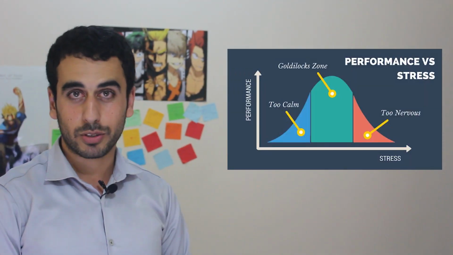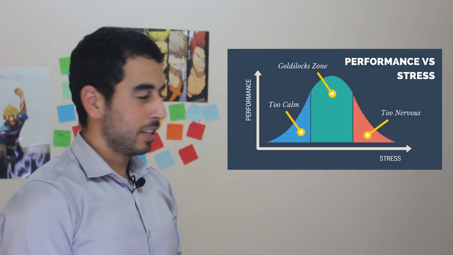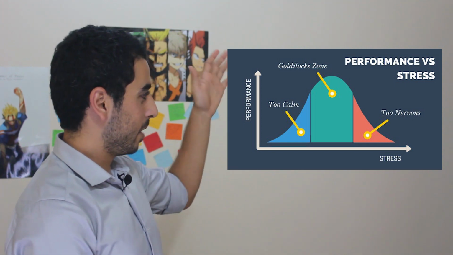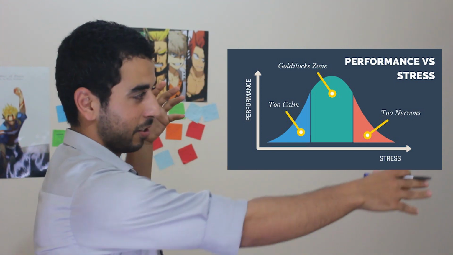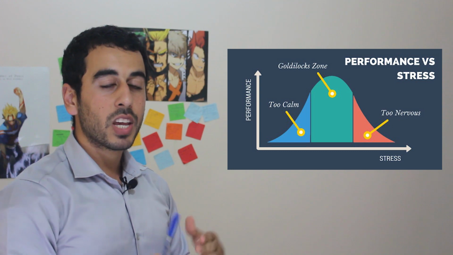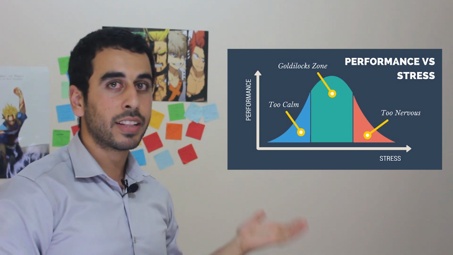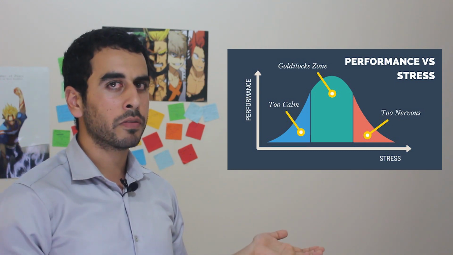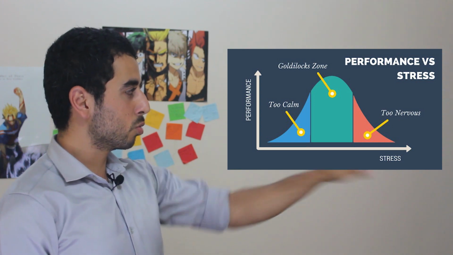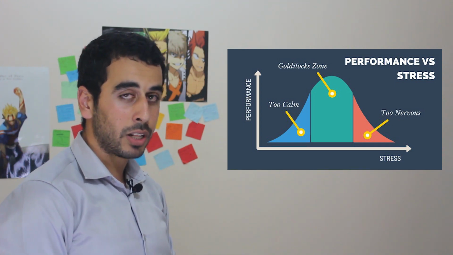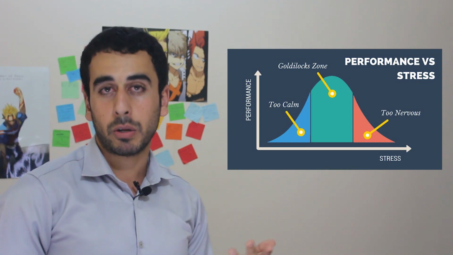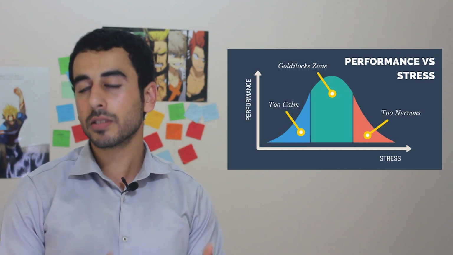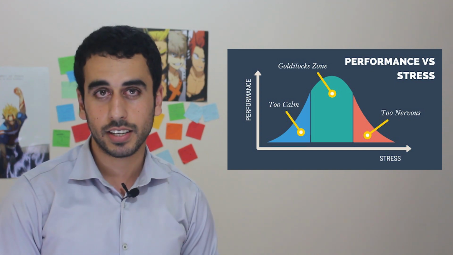Piece of cake. Let me introduce you to one of my friends, the performance stress curve. It's here somewhere. All right, so that's performance, that is stress. So if you are too relaxed, you are not performing very well. If you are too stressed, you are not performing very well. There must be a middle ground. There must be a midpoint.